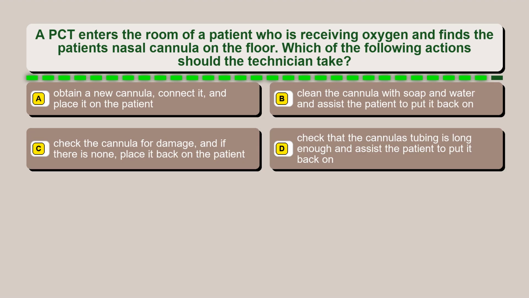Question 27. A PCT enters the room of a patient who is receiving oxygen and finds the patient's nasal cannula on the floor. Which of the following actions should the technician take? Option A. Obtain a new cannula, connect it, and place it on the patient. Option B. Clean the cannula with soap and water and assist the patient to put it back on. Option C. Check the cannula for damage, and if there is none, place it back on the patient. Option D. Check that the cannula's tubing is long enough and assist the patient to put it back on.